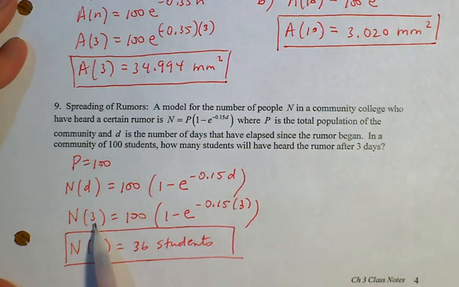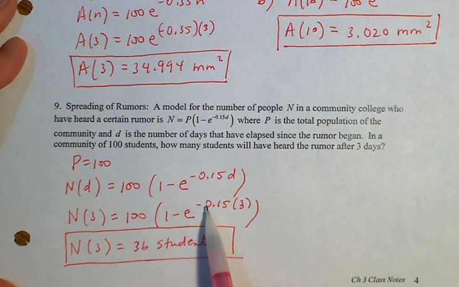All right, so then in place of the D, which is the number of days, I'm going to put in 3. So it's N of 3 is equal to 100 quantity, 1 minus e raised to the negative 0.15 times 3. And then put this into the calculator, and you get 36 students. So after 3 days, 36 students will have heard the rumor.